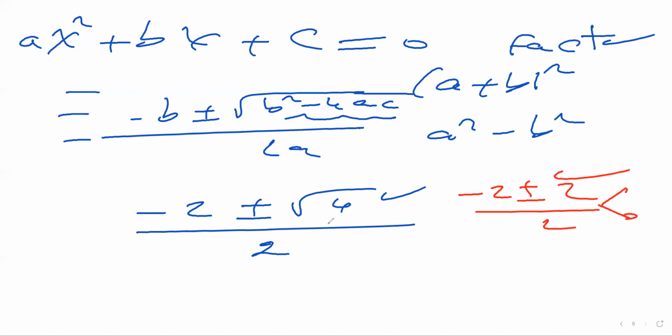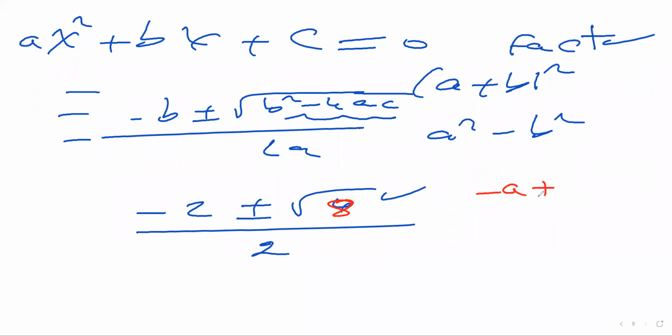Or if you want, instead of 4 let's take 8, so the question looks nicer. And I follow the given. If the solution is minus a plus or minus radical b over 2, in this case what is a? Minus 2? No, a is 2, because the minus a is minus 2, meaning a is 2. And what is b?